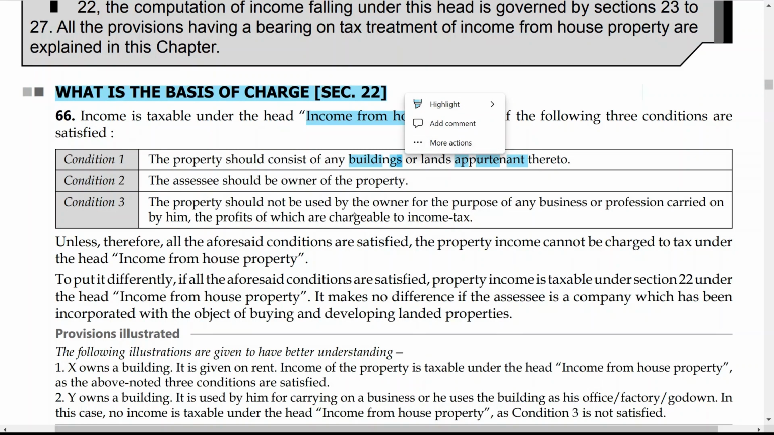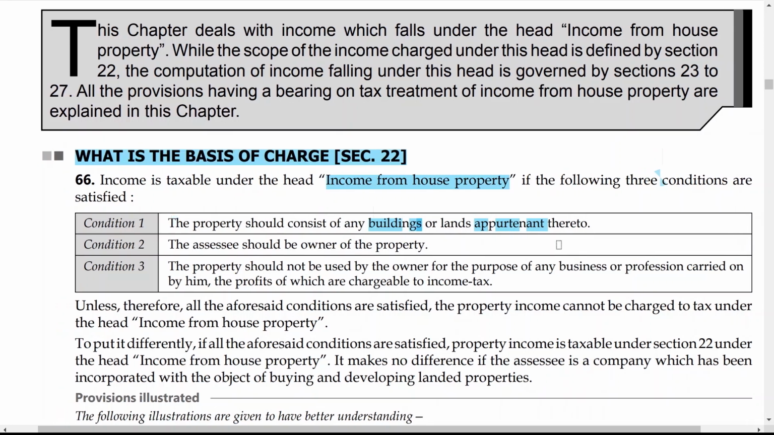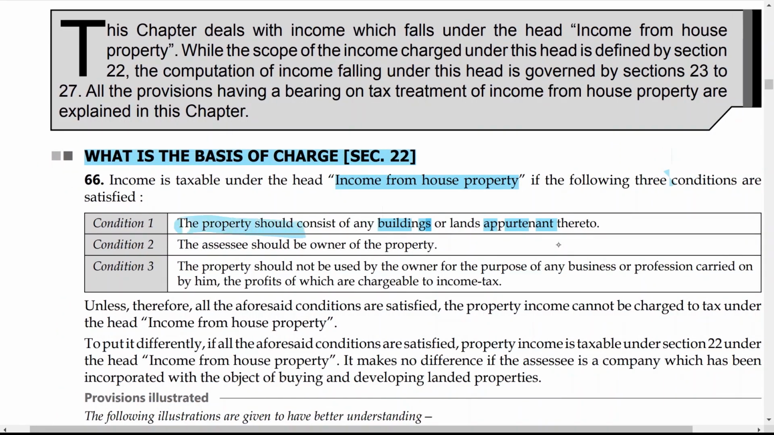It is very important when you decide whether the income is income from house property, income from other sources, or salaries, that you decide only on the basis of charge. If your basis of charge is very clear, then only you can decide whether it is income from house property or income from other sources. So condition one: the property must consist of a building and land appurtenant thereto. If this condition is satisfied, then only you can say that the income is from house property. Now, what is the meaning of building and land appurtenant thereto?